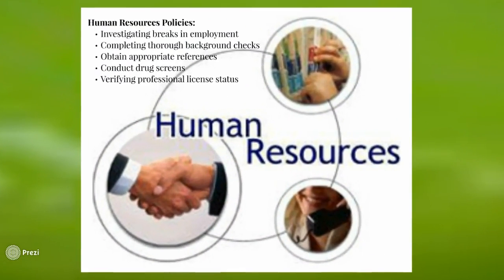In addition to the specific drug diversion policies mentioned, having adequate human resource policies can help your facility avoid hiring potential diverters. Policies around investigating breaks in employment, completing thorough criminal background checks, obtaining appropriate references, conducting drug screens, and verifying professional license status can identify troublesome behavior that is characteristic of some diverters. Incorporating such policies in your facility's human resource protocol may decrease the likelihood that a diverter will be hired and may ultimately prevent drug diversion incidents from occurring.